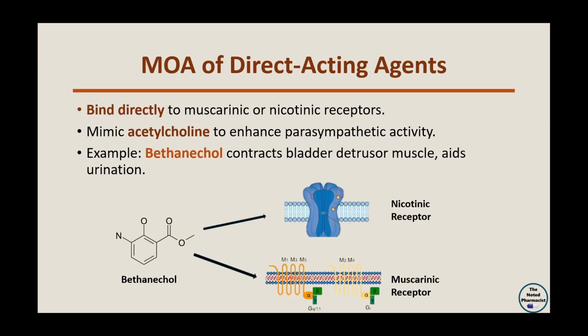Direct-acting parasympathomimetics exert their effects by directly binding to and activating muscarinic or nicotinic receptors, replicating acetylcholine's physiological action. Bethanechol specifically targets muscarinic receptors in the bladder, inducing detrusor muscle contraction and improving bladder emptying in cases of non-obstructive urinary retention. This mechanism underscores their therapeutic relevance, particularly in conditions requiring enhanced parasympathetic tone to restore normal physiological function.